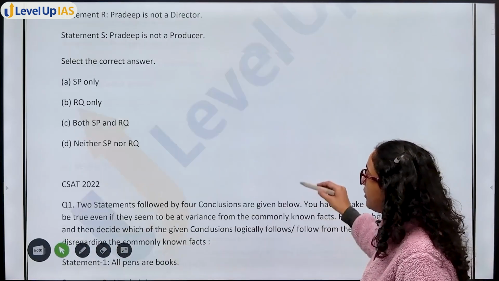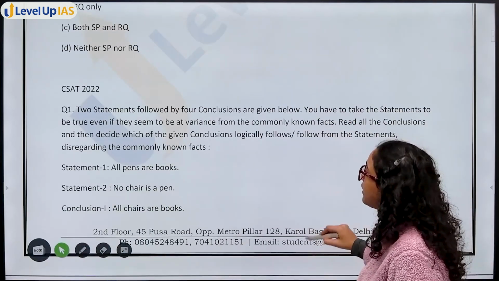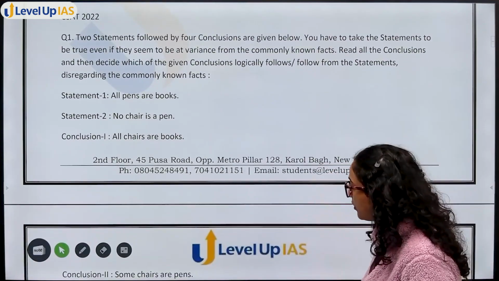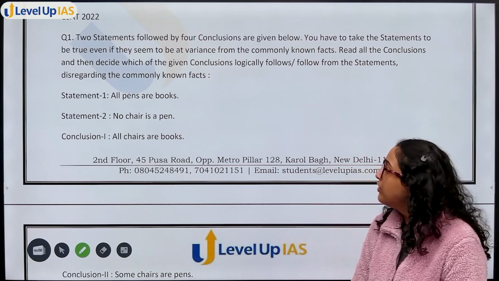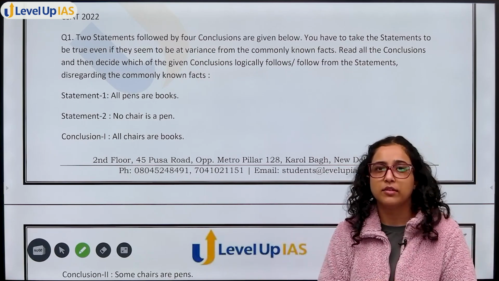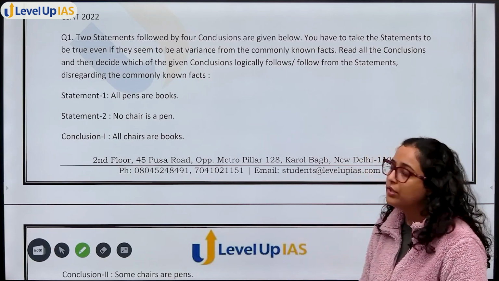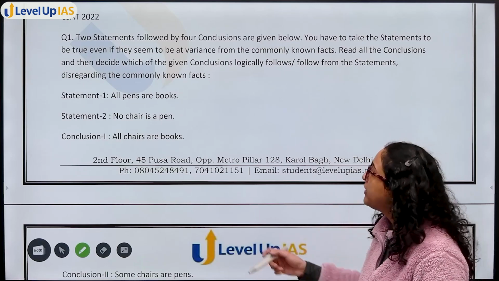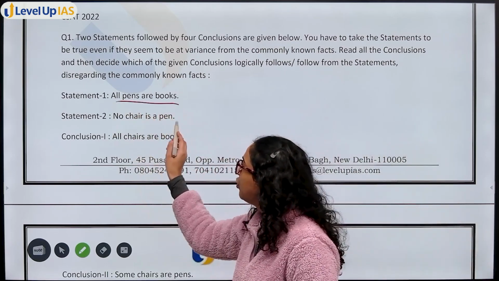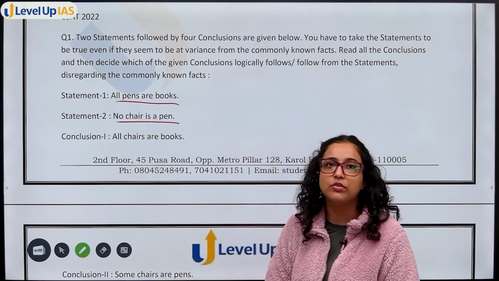So next question, moving on to CSAT 2022. Now I will talk about the approach which I was saying. सबसे पहले syllogisms के question में क्या होता है? You get statements that may or may not be consistent. For example, all pens are books, no chair is a pen. These are the two statements.